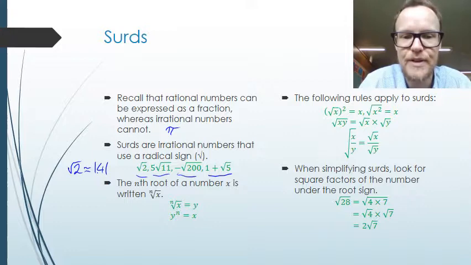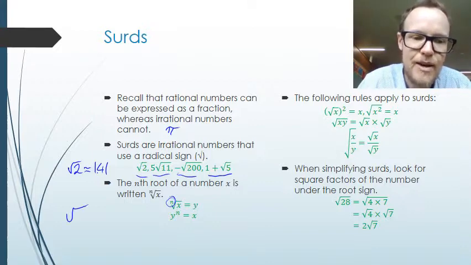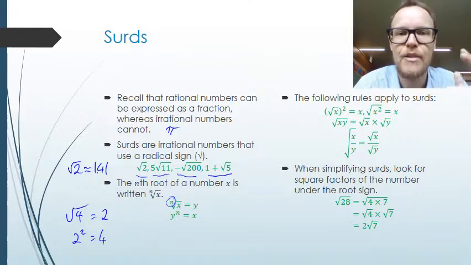So the nth root of a number, x, is written as the radical sign with the number n as the root, and that's equal to y. So that's the same as y to the power of n equals x. So if I've got the square root of 4, that's equal to 2. 2 squared is equal to 4. So they're kind of reciprocal operations. They're the inverse of each other.